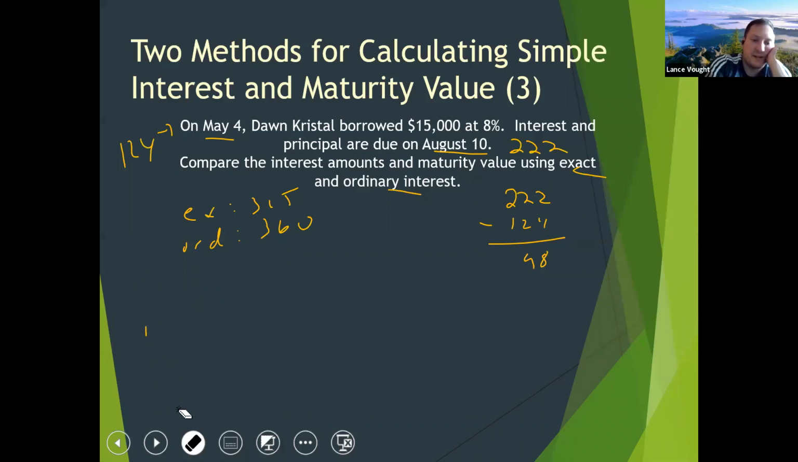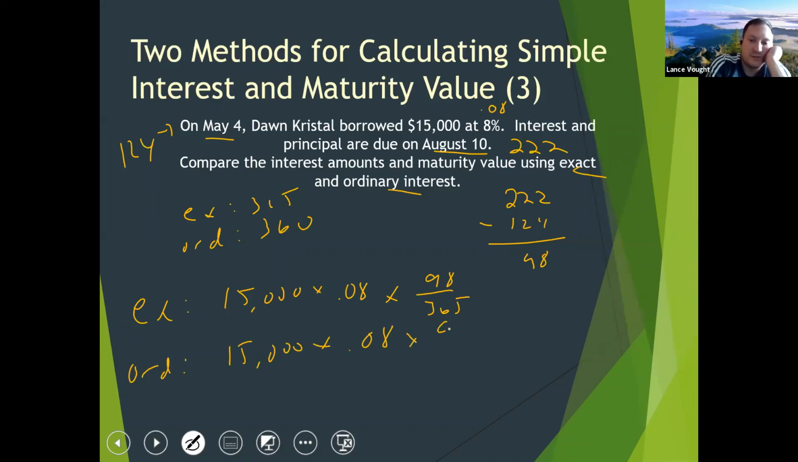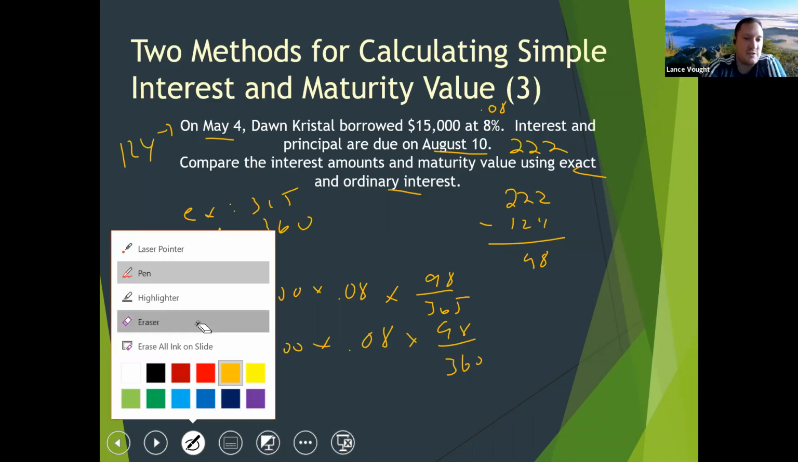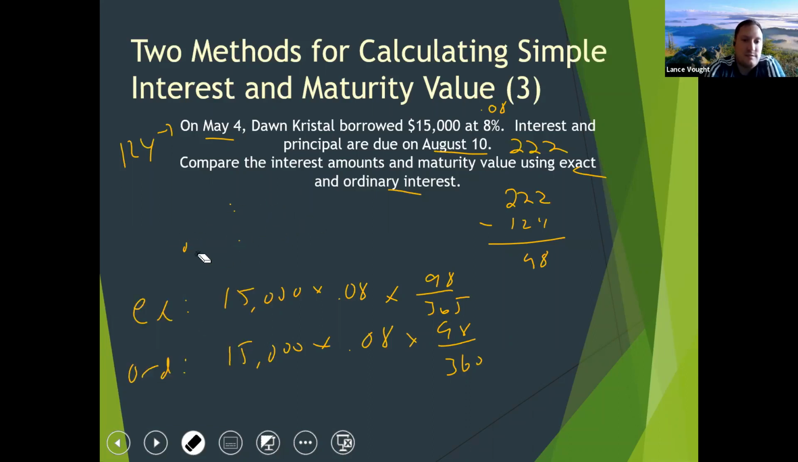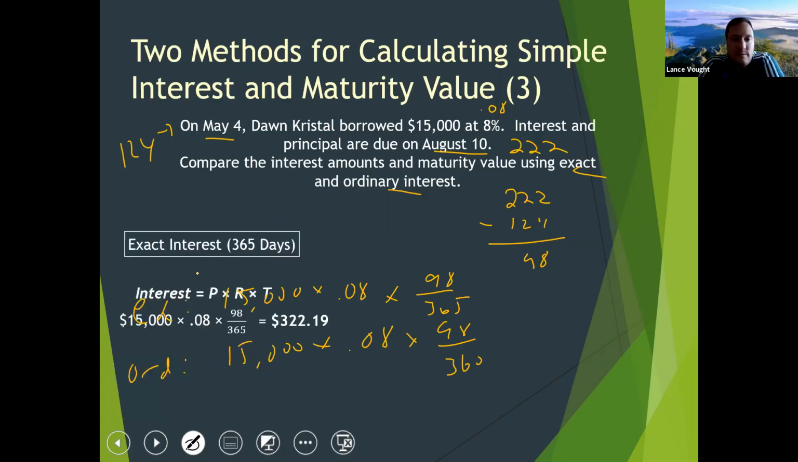So that means that our calculation for exact is going to be 15,000 times 0.08, because we're converting this to a fraction, times 98 over 365. And then for ordinary, we're doing 15,000 times 0.08 times 98 over 360. Hopefully, I did the days correct. So there you go, 322.19 for exact.